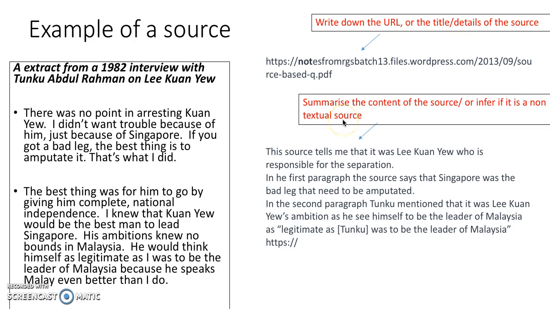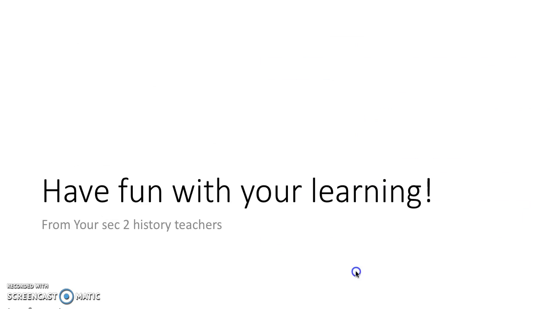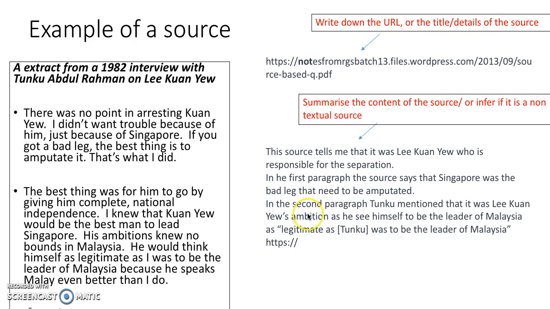The next thing that you need to do is to summarize the content of the source. And if it's a textual source, you need to tell me what does it mean. Infer about the source. So in this case, this source tells me that it was Mr. Lee Kuan Yew who was responsible for the separation. In the first paragraph, he says that Singapore was a bad leg that needs to be amputated. So he says that Singapore needs to be amputated. And in the second paragraph, it says that Mr. Lee Kuan Yew was very ambitious. He sees himself as a leader. So all these things clearly suggest that it was Mr. Lee who was responsible for the separation.